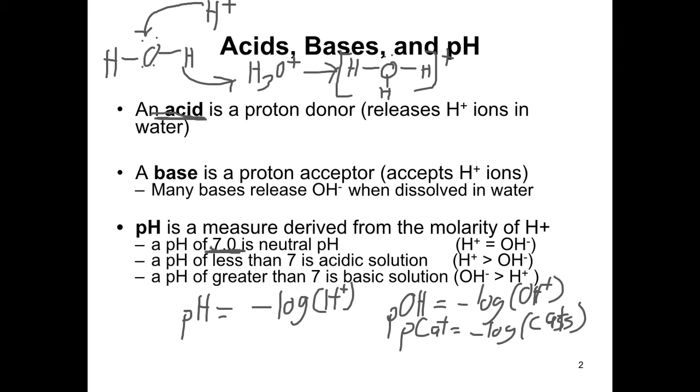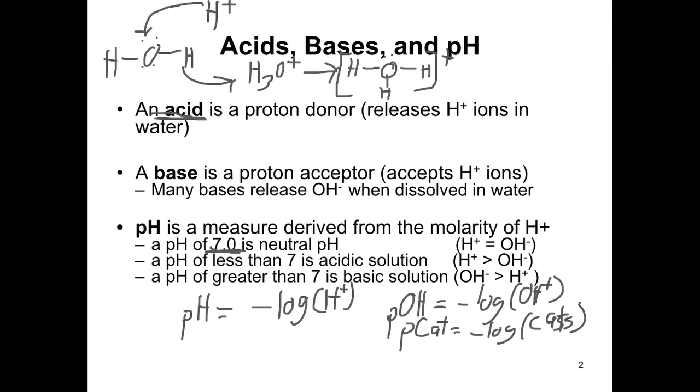If you are less than 7, you are an acid, an acidic solution. That means that you are donating more hydrogen ions than you are absorbing. If your pH is greater than 7, then that means that you are absorbing more hydrogen ions than you are donating. And if you are in water, where you are absorbing those hydrogen ions from is water.